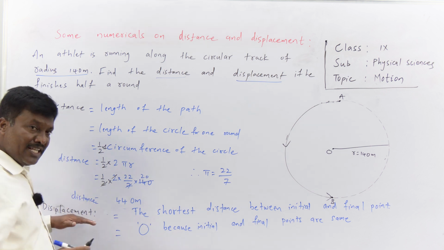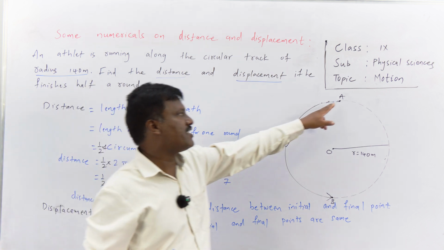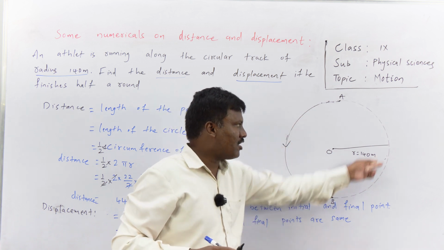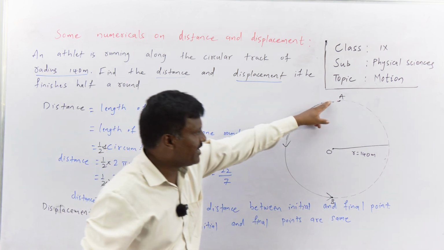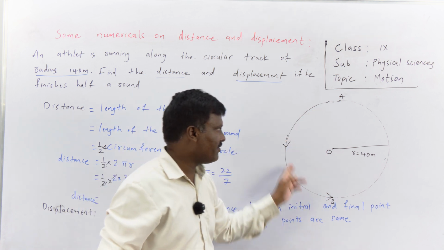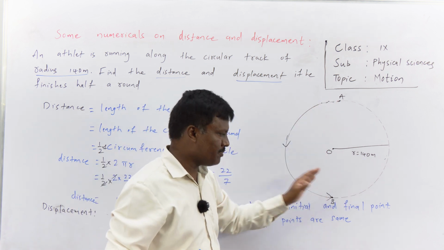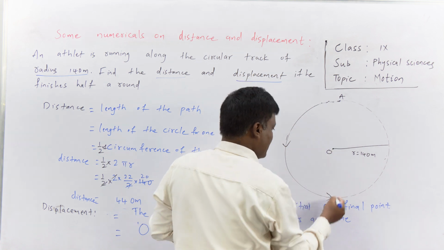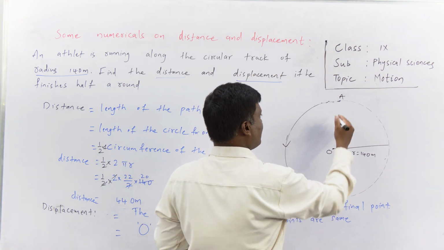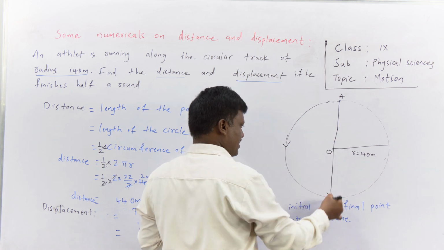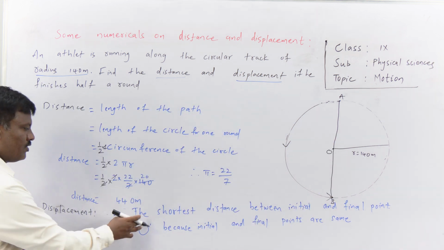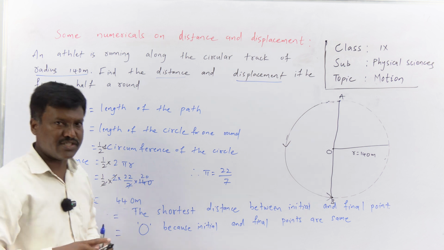Now displacement. In the previous problem the displacement was 0 because he finished one round. The initial point and final point were the same. But in this problem he reached only the opposite point. He hasn't finished one round. There is an initial point and a final point, and we need the shortest distance. The shortest distance between the initial point and final point is called displacement. So this is the shortest distance, right? Now the displacement is not 0.